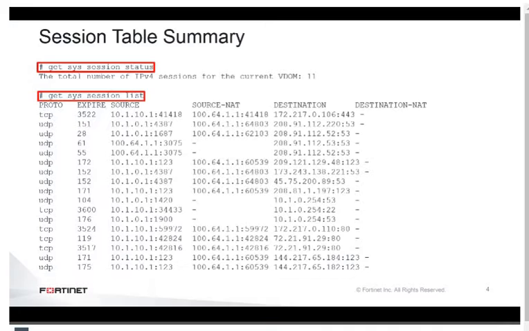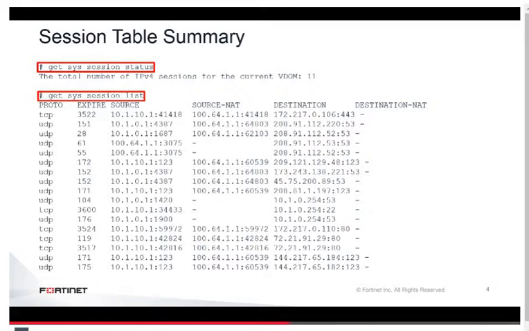In this section, you will learn about session table entries. The FortiGate session table contains detailed information about every IP connection that crosses or terminates at FortiGate. The command get system session status displays the total number of sessions in the active VDOM. The command get system session list provides a brief summary of each session.